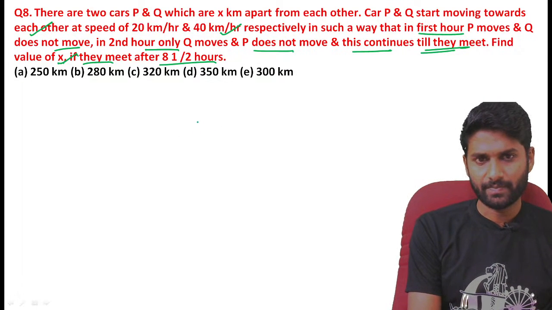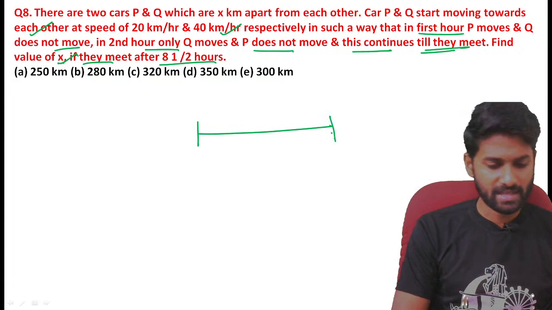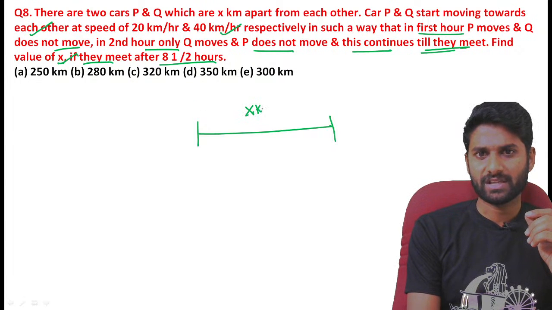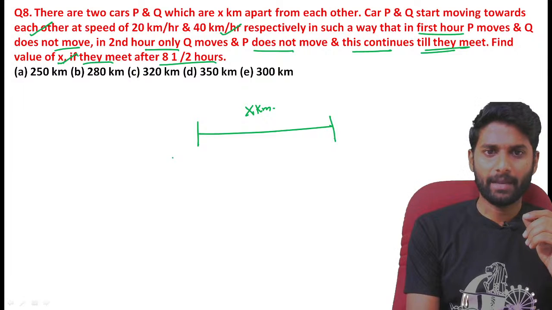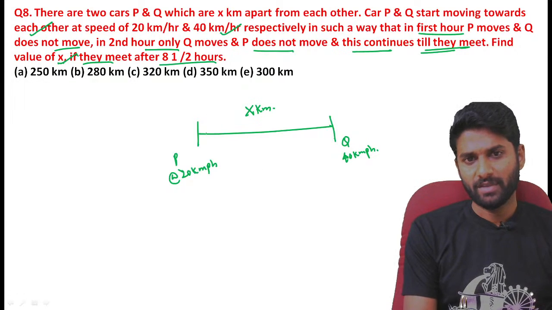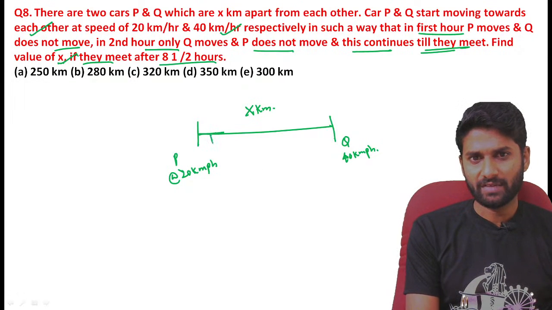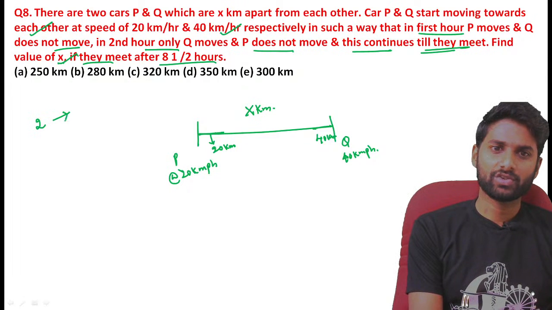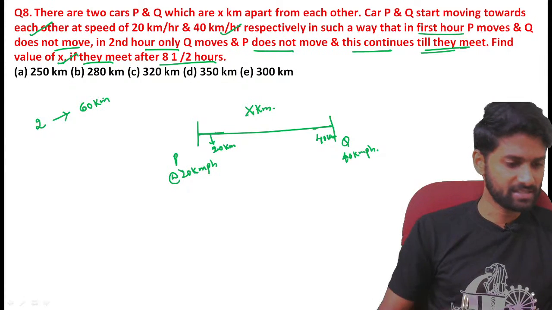Now see the entire scenario. First of all, there are two cars P and Q, and the distance between the two cars is exactly x kilometers. Car P is traveling at 20 kilometers per hour, and car Q covers 40 kilometers per hour. Now see, in the first hour they covered 20 kilometers, and in the next hour they covered 40 kilometers. Then what is your observation? In 2 hours, here they covered 20, here they covered 40, which means in 2 hours they covered 60 kilometers.